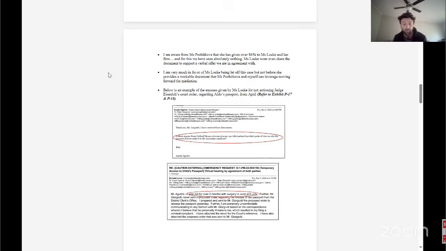She made no effort to deal with my attorneys to get this done. She bundled the passport thing into a written offer, into a verbal offer, which she had no intention of giving a written offer for.